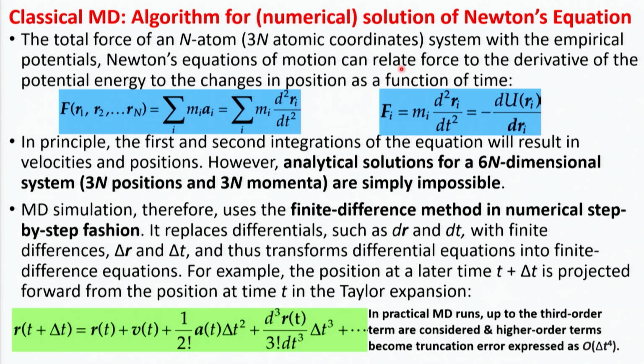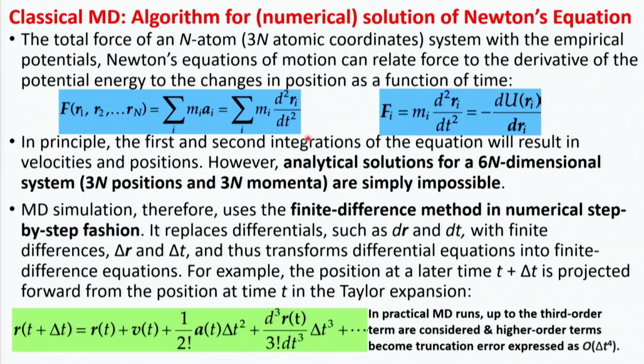Newton's equation of motion can relate force to the derivative of the potential energy, to the change in the position as a function of time. Essentially, force is nothing but mass times acceleration. Acceleration you can also write as d2r/dt squared, and this force is nothing but the negative gradient of the potential. So, U is the potential, and this potential can be of different types, as we have discussed.